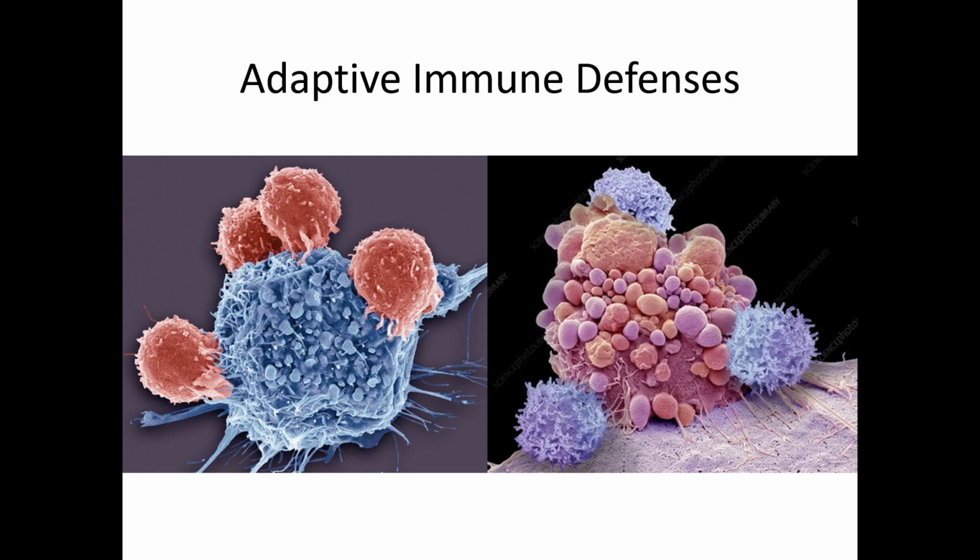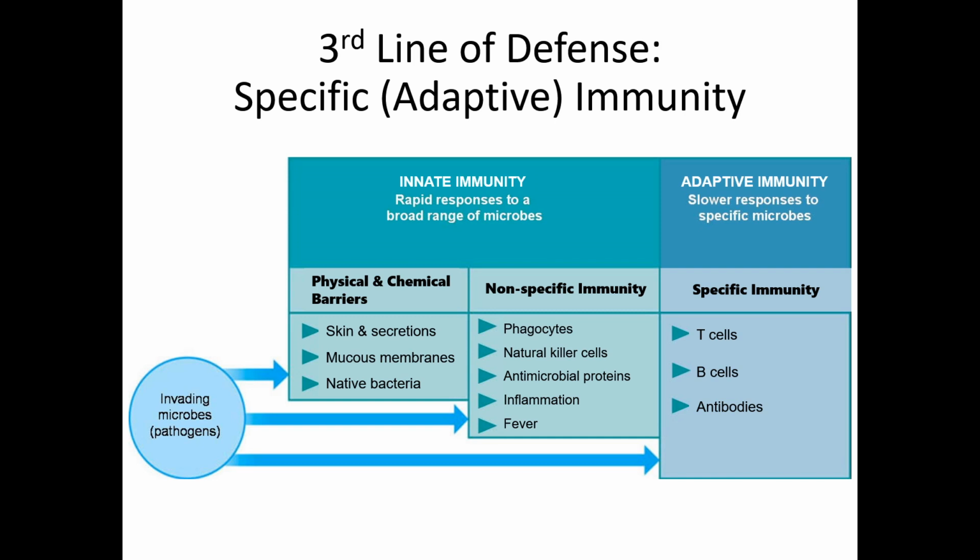In this video, we'll talk about the final part of the immune system, the adaptive immune defenses. The adaptive immune defenses make up the third line of defense, the specific immune response. If you remember, previously we talked about the innate division, which has the first two responses, the physical and chemical barriers, and the non-specific internal immune responses, which we discussed. Now here, we're focusing on, like I said, adaptive immunity.